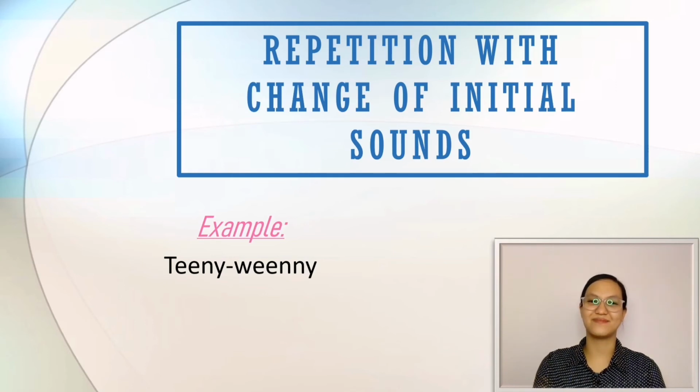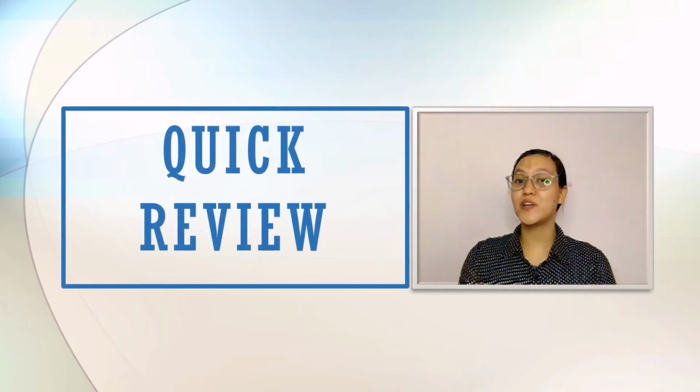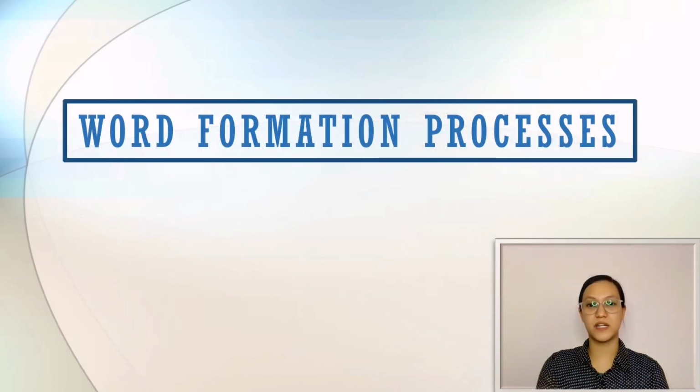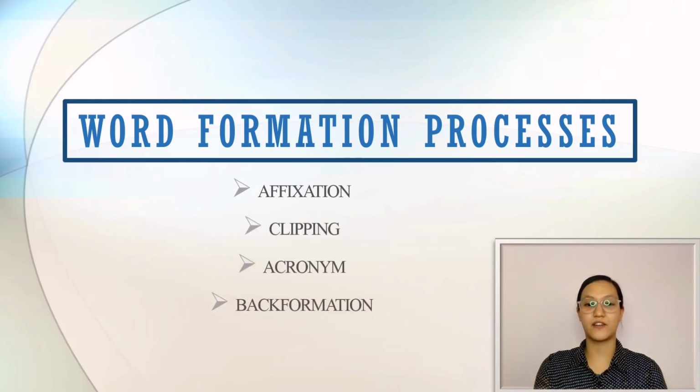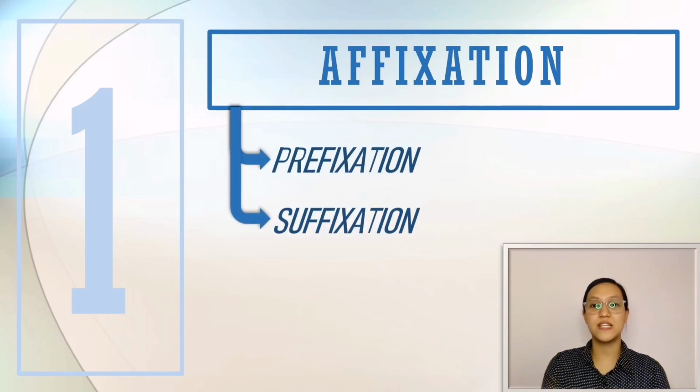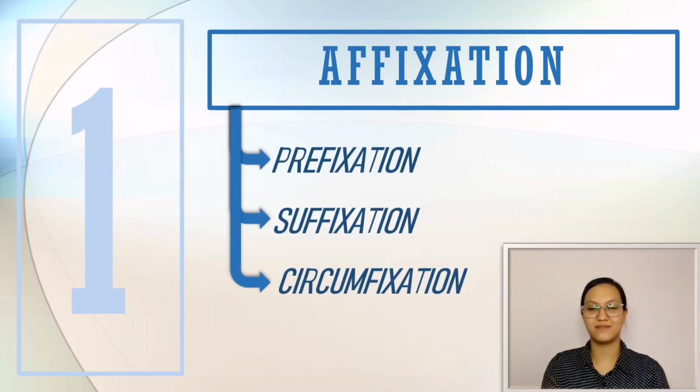So those are just 5 of the specific types of word formation processes. Let's have a quick review before we end our lesson. The word formation processes that we discussed are affixation, clipping, acronym, backformation, and reduplication. Affixation, again, is simply a process where an affix is attached to a root. There are 3 subtypes of affixation, and they are prefixation, suffixation, and circumfixation.